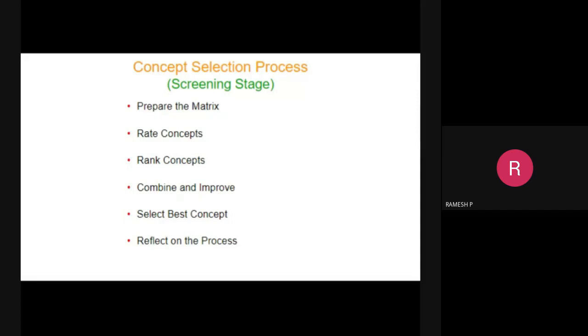Now state those selection criteria here and select the reference concept on the column. What are the various concepts? From those concepts, which will be the reference concept? This is the first stage.